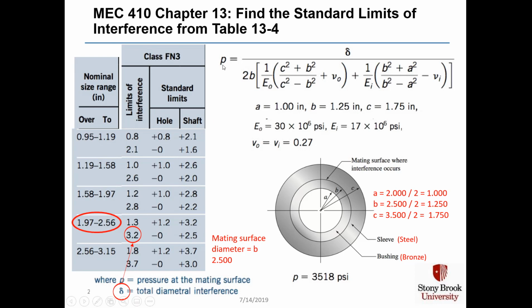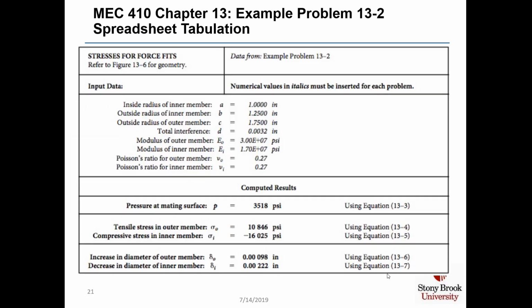We use our formula to calculate the pressure, where A is equal to 1 inch, which is half of the 2-inch diameter. B is 1.25 inches, which is half of the 2.5-inch diameter. And C is 1.75 inches, which is half of its 3.5 inch diameter. In this case, the sleeve is made of steel and the bushing is made of bronze. Our textbook gives us a handy spreadsheet formula to use, which dials in the inner and outer radii and the modulus and Poisson's ratio for its input values.